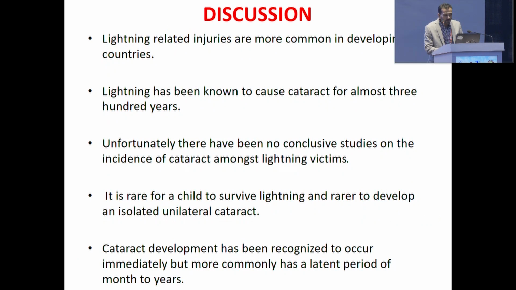Lightning-related injuries are more common in developing countries. Lightning has been known to cause cataract for almost 300 years. Unfortunately, there have been no conclusive studies on the incidence of cataract amongst lightning victims. It is rare for a child to survive lightning and rarer to develop an isolated unilateral cataract. Cataract development has been recognized to occur immediately, but more commonly has a latent period of 1 to 2 years.